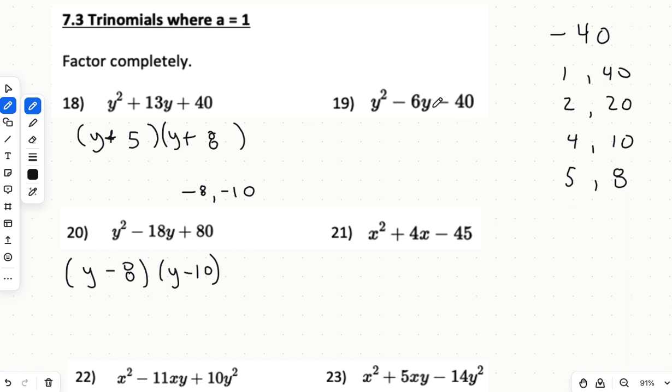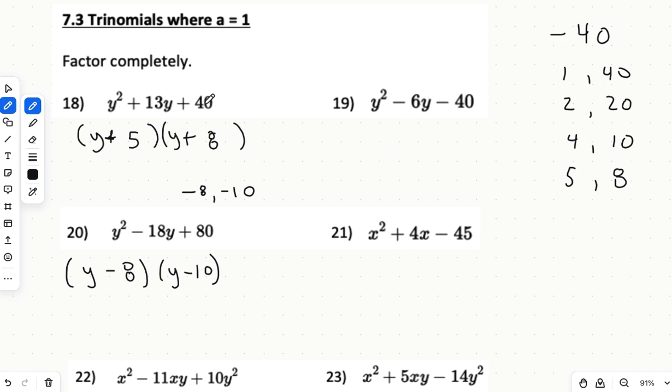So what I need is two numbers that multiply to be negative 40, so one's positive, one's negative, and adds to be negative 6. So what that tells me is when this middle number is negative, that means the larger of these two numbers is going to have to carry the negative sign, so that when I add them together, the middle stays negative. You can see on this next one it multiplies to a negative but adds to a positive, so that would mean the larger of the two numbers would carry the positive sign, because that's what's going to dominate when we add them together.